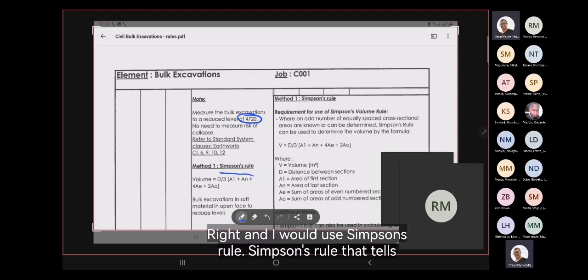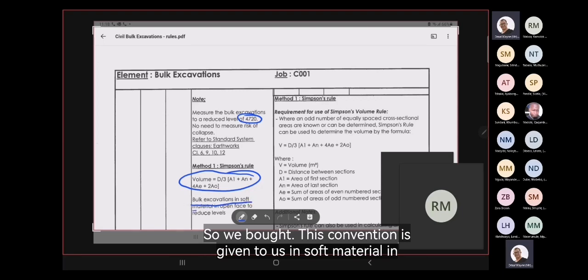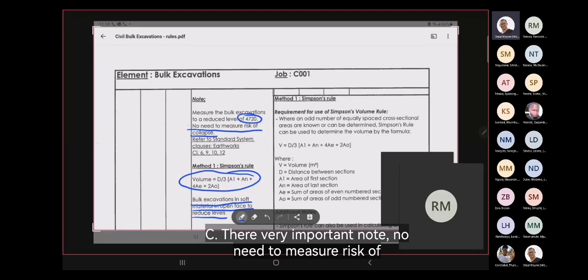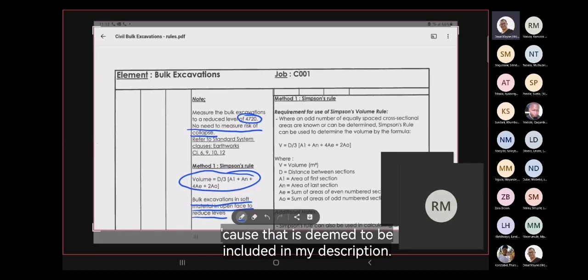I would use Simpson's rule, which tells me volume equals the distance divided by 3 multiplied by the area of my first section plus the area of my last section plus 4 times the area of my even sections and 2 times the area of my other, uneven odd sections. A bulk excavation is given to us in soft material, in open face, to reduced levels. A very important note: no need to measure risk of collapse, because that is deemed to be included in my description.